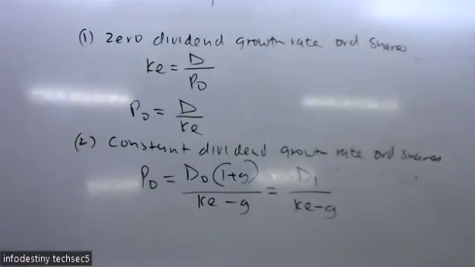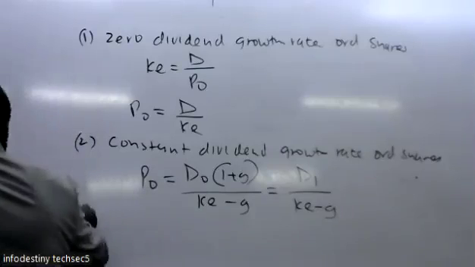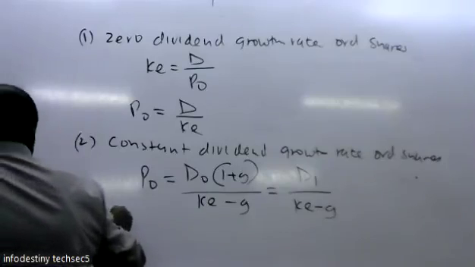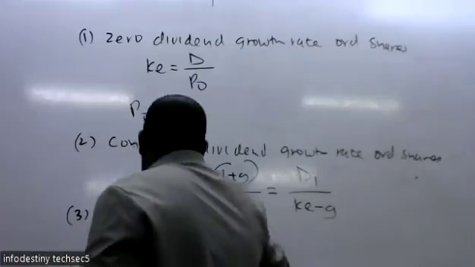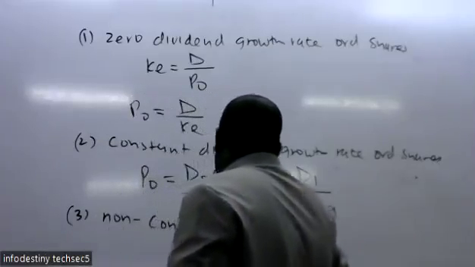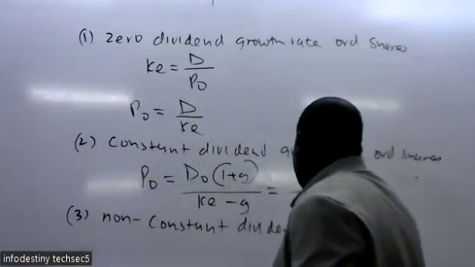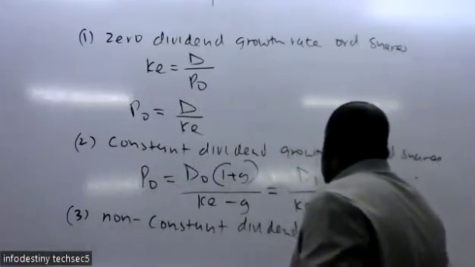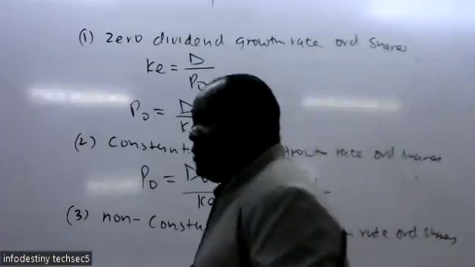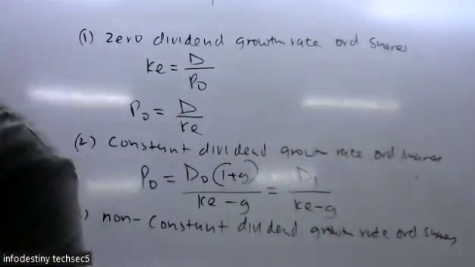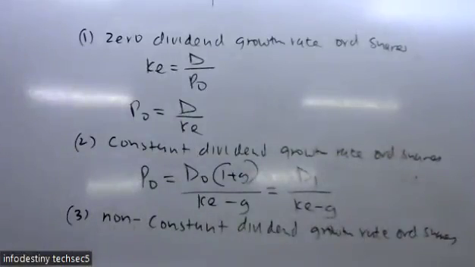We said how many categories? So they are supposed to be 3, sorry. They are supposed to be 3. So the last one would be non-constant dividend growth rate ordinary shares.